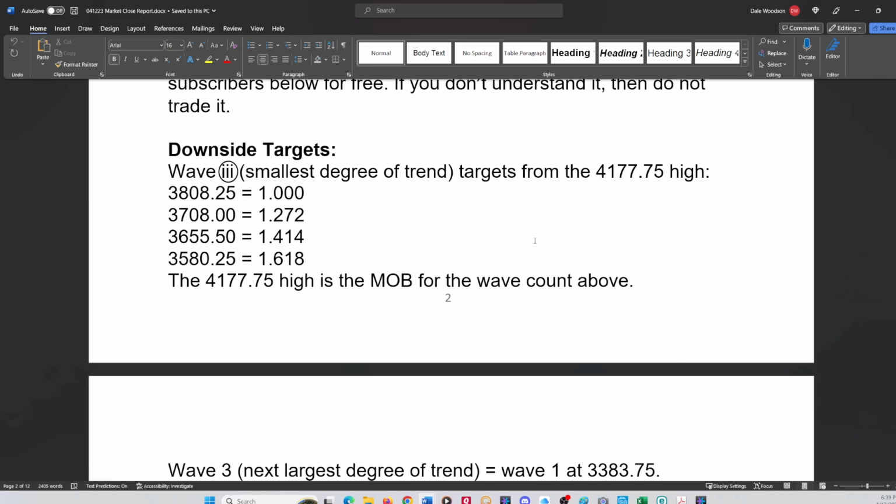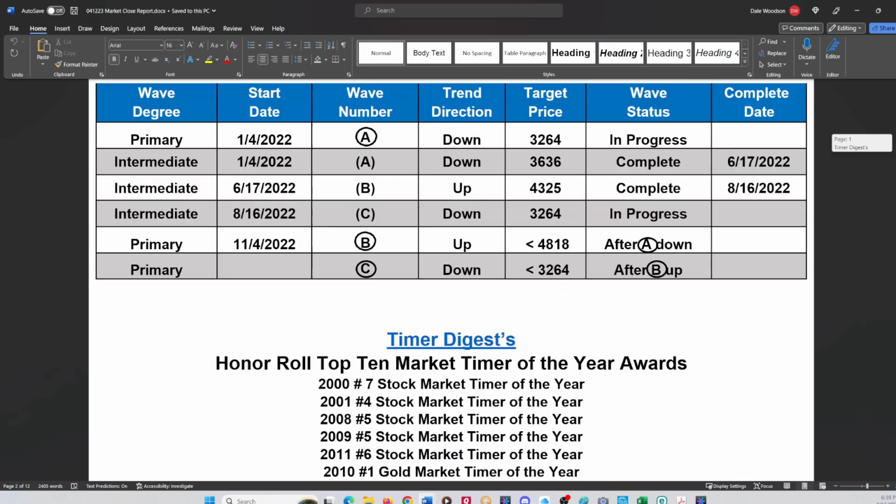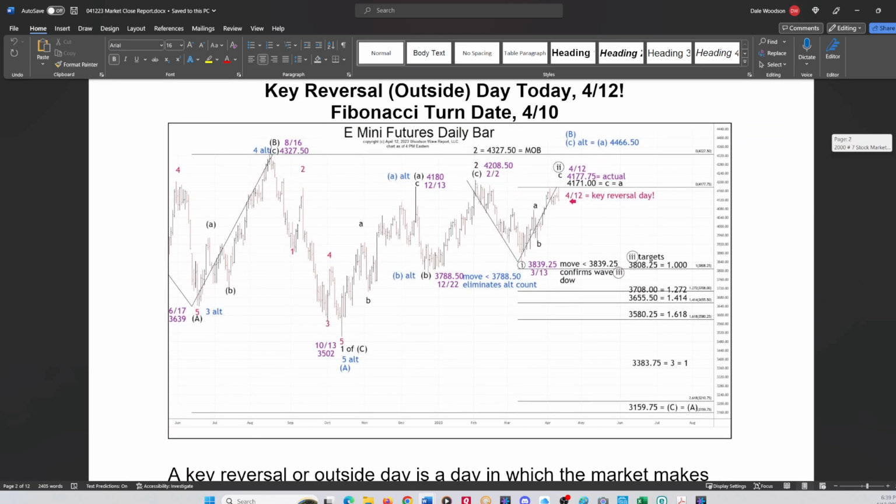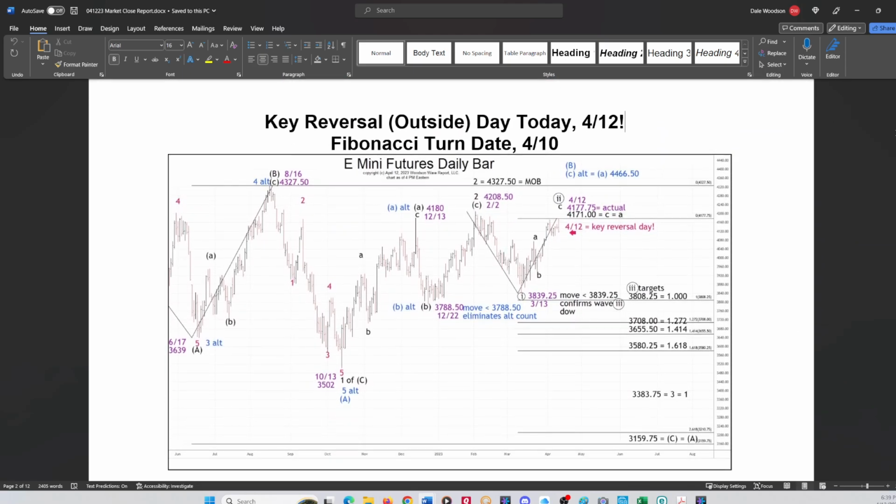There's our wave 3 targets, with a circle around it, and the make or break is the 41.77 high. And I want to get back to that pick there. There we go. Okay, so in this, I'll go from the smallest degree to the largest degree. Wave 1 with a circle down, wave 2 up. We need to move below the wave 1 low at 38.39 to confirm that wave 3 is in play, and there are the targets there.